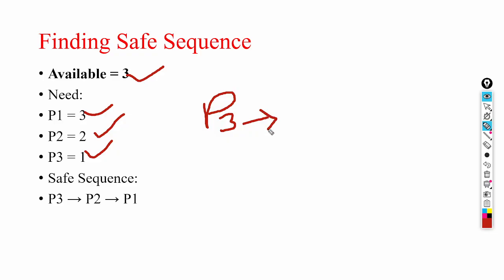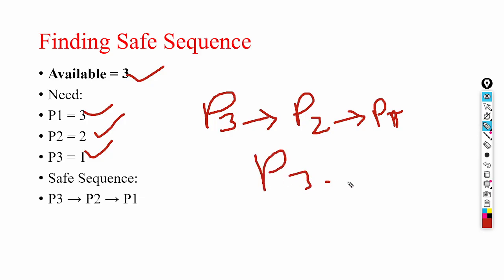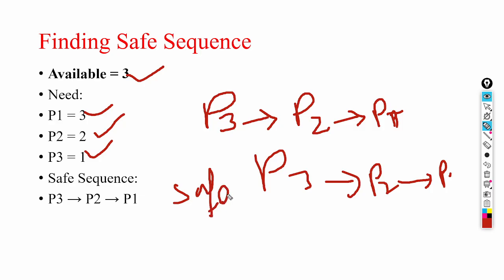After completion of P3, it releases the resources. Now P2 requires 3 resources. After completion, it releases its resources. Now P1 requires 3. After completion of P2, it releases the resources for P1. So finally P1 will complete. Therefore the safe sequence becomes P3, followed by P2, followed by P1. Since all processes complete successfully, the system remains in a safe state.